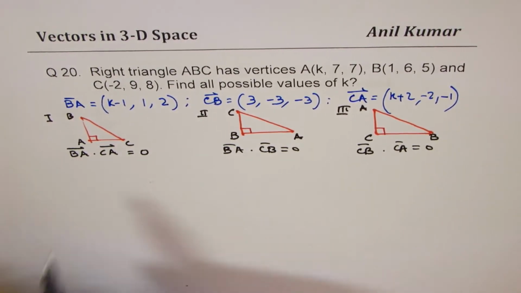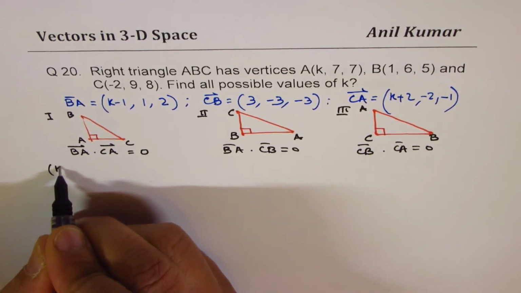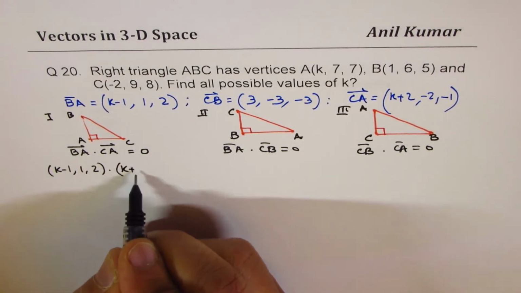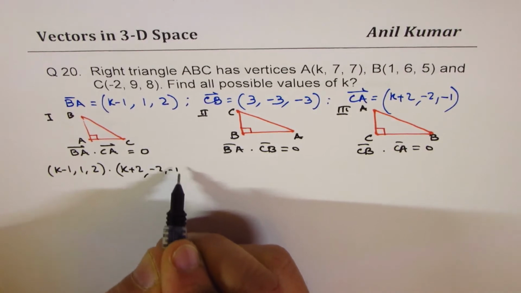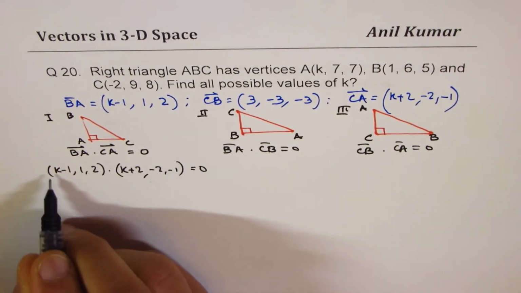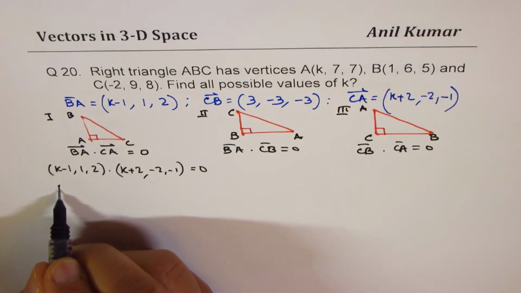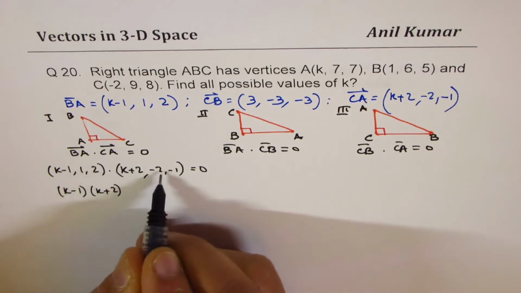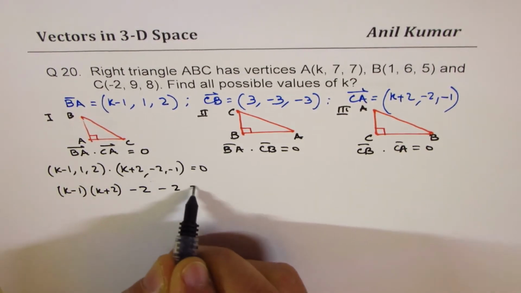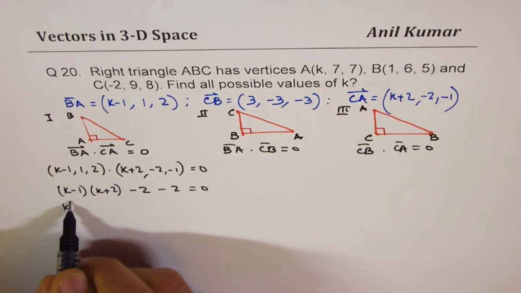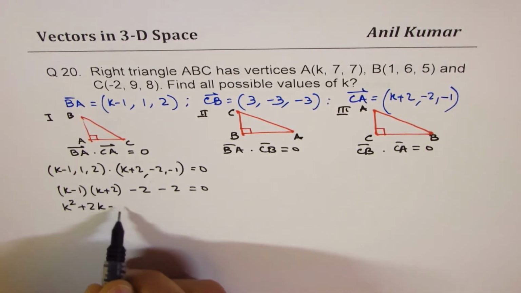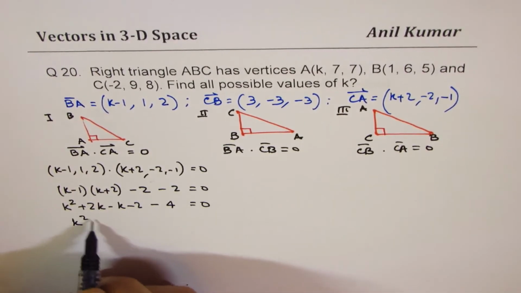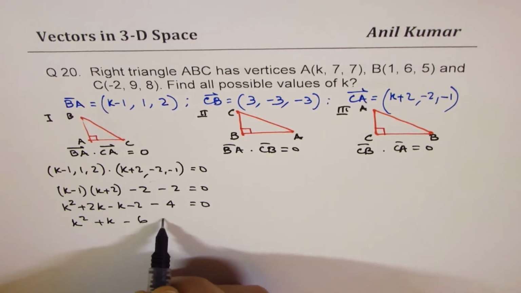Let's begin with BA dot CA first. BA is (K minus 1, 1, 2) dot CA is (K plus 2, minus 2, minus 1) equals 0. So when you multiply, let me write, we'll do it in two steps. (K minus 1)(K plus 2), and then we have 1 times minus 2 is minus 2, 2 times minus 1 is minus 2, equals 0. So K square plus 2K minus K minus 2, and this is minus 4, equals 0. So we have K square plus K minus 6 equals 0.